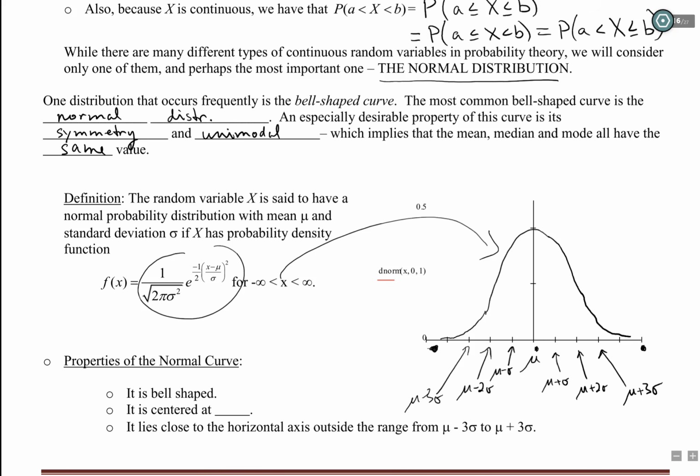Remember, standard deviation in the context of a data set is the way we measure distance on the distribution of that data set. The same is true for distributions of random variables. So for this normal distribution, most of the probability content is between mu minus 2 sigma and mu plus 2 sigma, or within 2 standard deviations of the mean. And almost all of it is within 3 standard deviations of the mean.